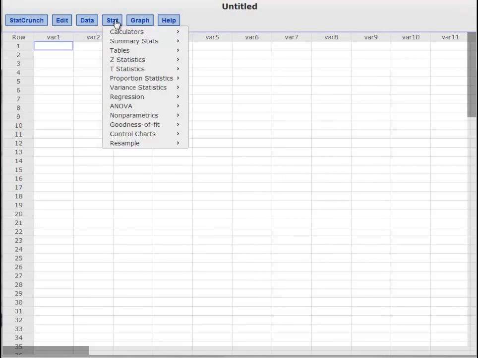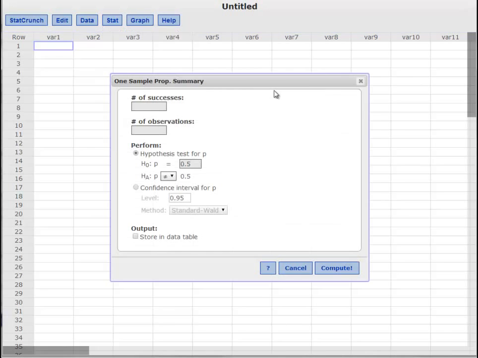For most of our examples, we're just going to be dealing with summary data. They're not going to give us the data, they're going to give us a summary. And this is a lot easier because now all we have to do is tell it, okay, there were 840 successes out of my entire sample of 1007. Do I want to do a hypothesis test or a confidence interval? Right now we want to do a confidence interval. We can change it to a 90% if we wanted to, or a 99 or whatever. We're going to leave it at 95.